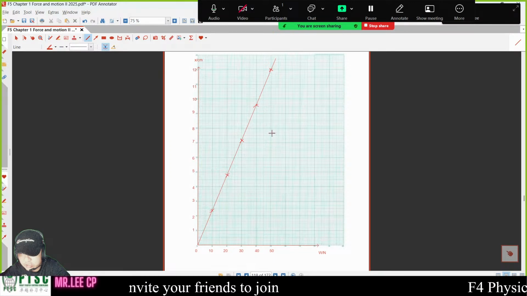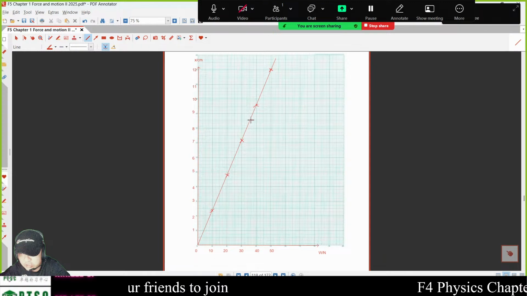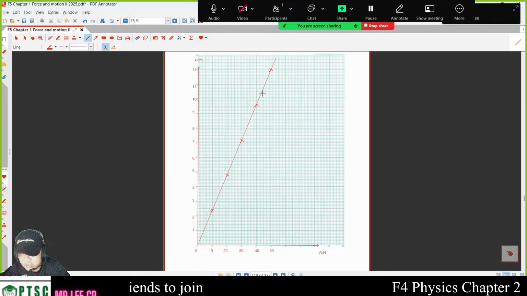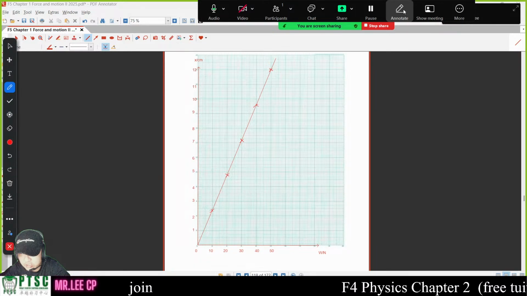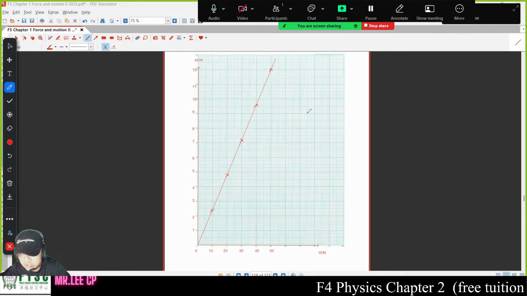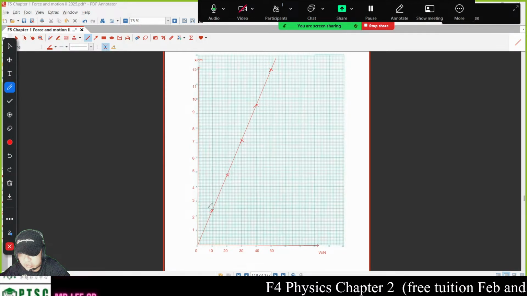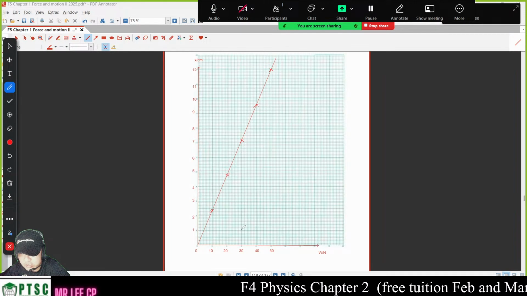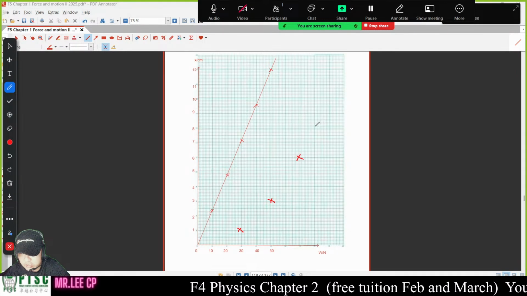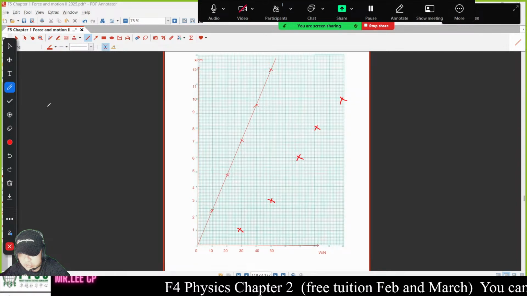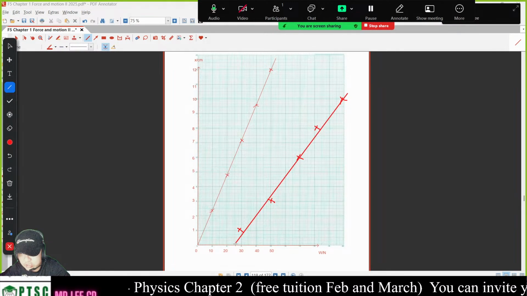This number is too straight, too good, right? So what is a best fit line? I need to tell you a little bit. When you draw a best fit line, when you draw the graph, let's say I replot 1, 2, 3, 4, 5. So this is what we have, and I need to find the best fit line. This is called a best fit line.